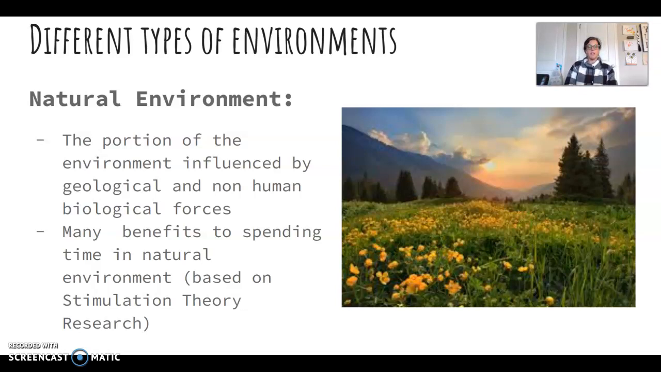It's important to know that there's a distinction of environment because different types of environments have different roles for different people. There are many benefits to spending time in the natural environment. Stimulation theory research focuses on the benefits of being in nature. Often when we talk about self-care, one of the things people identify is going out into nature or spending time outside, and there's a spiritual element to being in the natural environment. It's a huge piece of how people can find peace, meaning, centeredness, or groundedness, and it can really influence how they behave or act.